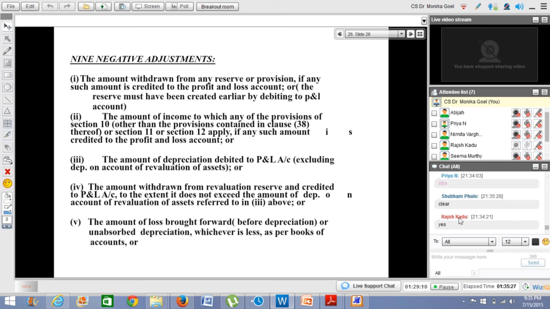One is the normal depreciation, which you have to reduce.